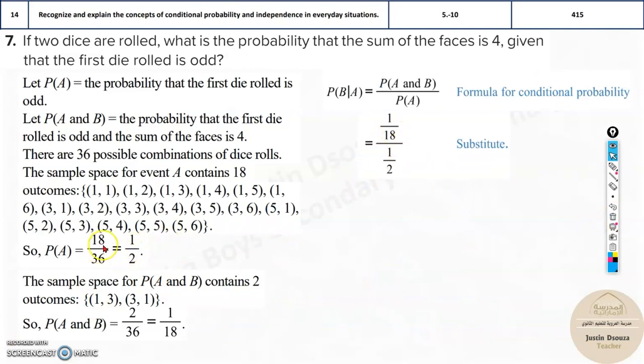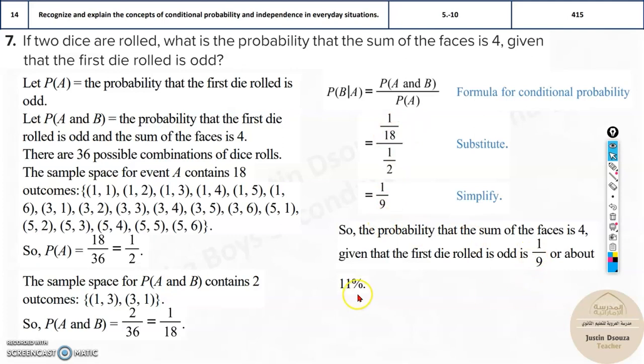It is 1 by 18 over here. That is P of A and B, sorry. And then over here, half, that is probability of A only. So you will get the answer 1 by 9. This cancels. 2 nines are 18. So the answer is 11%.